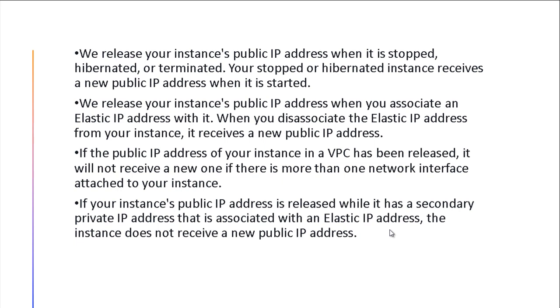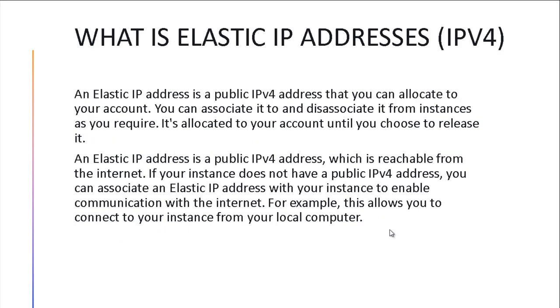If your instance's public IP address is released while it has a secondary private IP address that is associated with your Elastic IP address, the instance does not receive a new public IP address. Next, what is an Elastic IP address? To overcome that scenario, an Elastic IP address is a public IPv4 address that you can allocate to your account. You can associate it with and disassociate it from instances as required. It is allocated to your account until you choose to release it.